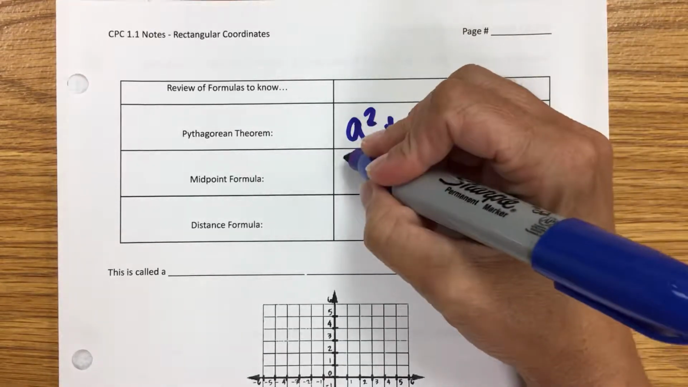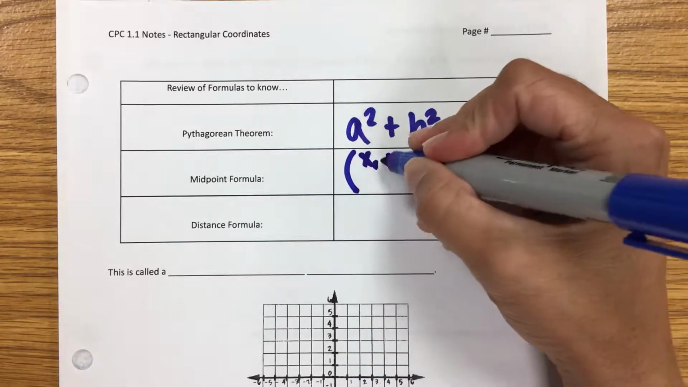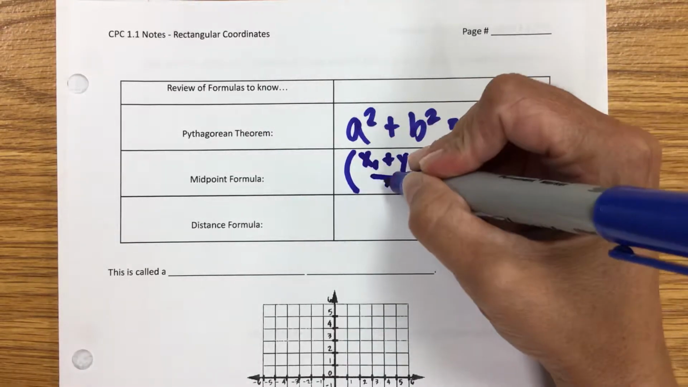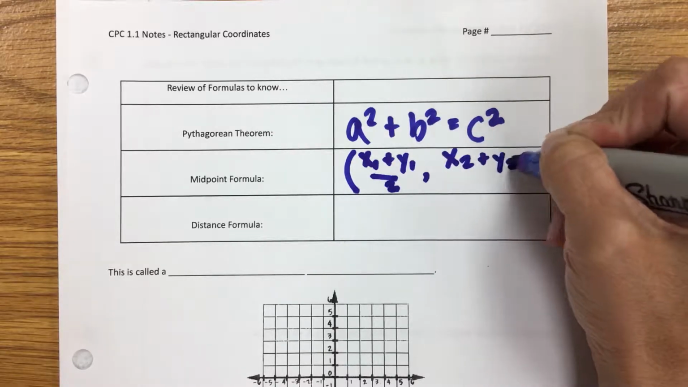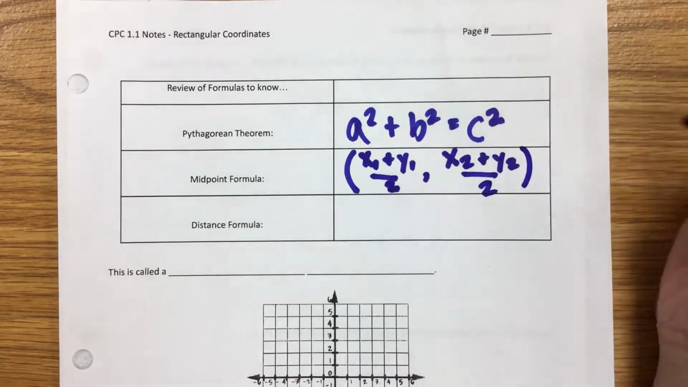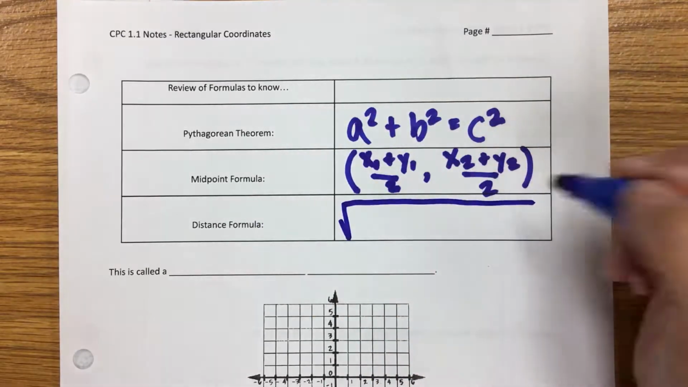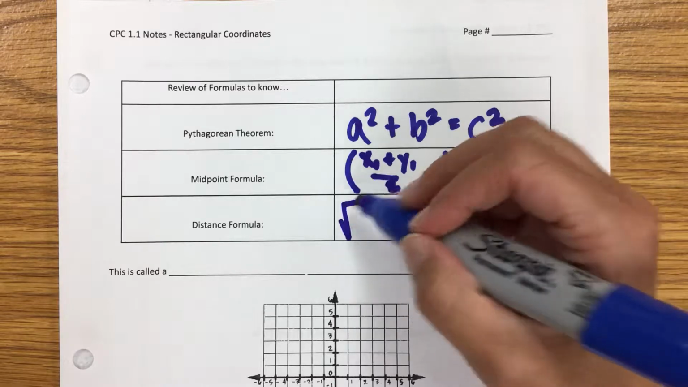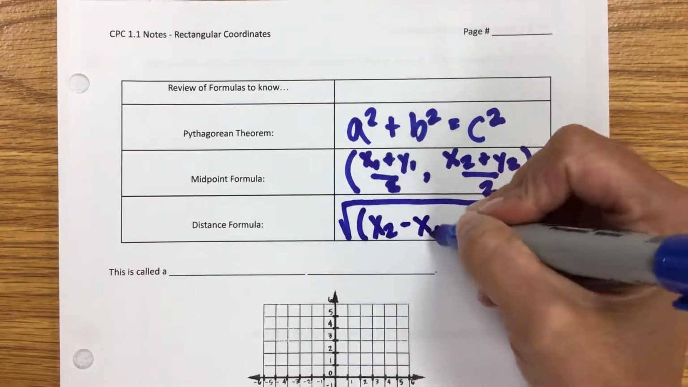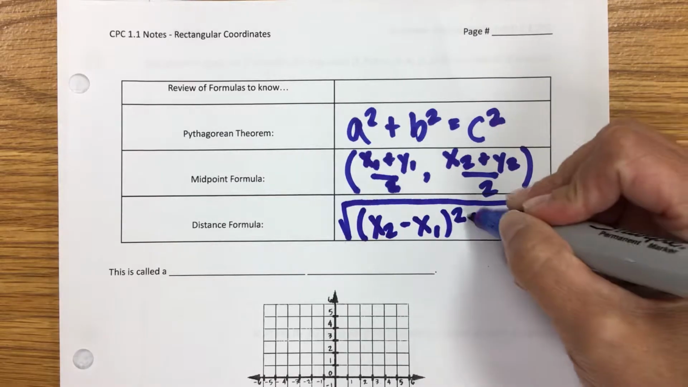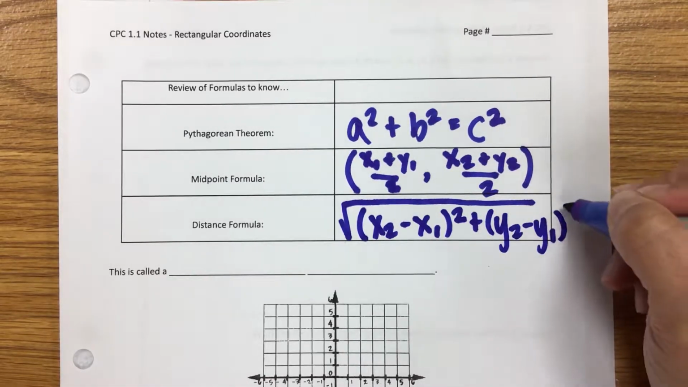The midpoint formula starts with a tall parenthesis, x1 plus x2 over 2, comma, y1 plus y2 over 2, big parenthesis. And the distance formula is the square root of, parenthesis, x2 minus x1, parenthesis squared, plus parenthesis y2 minus y1 parenthesis squared.